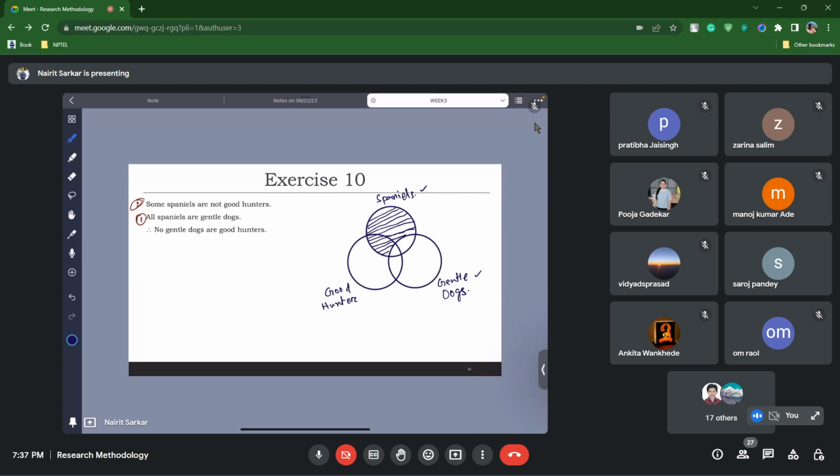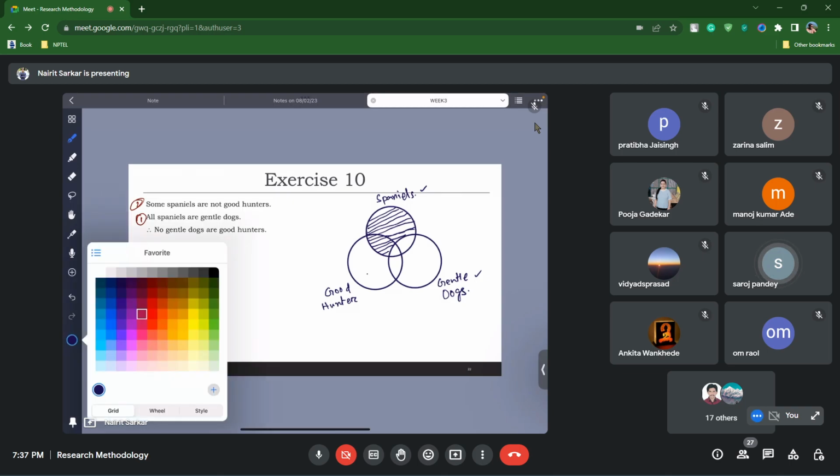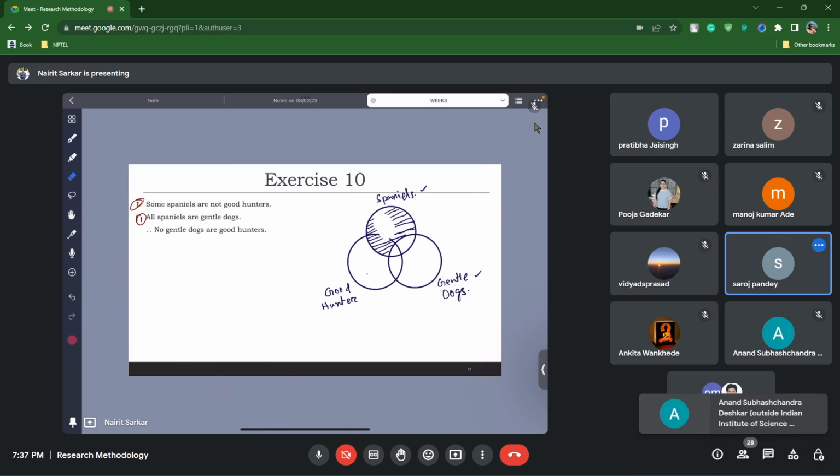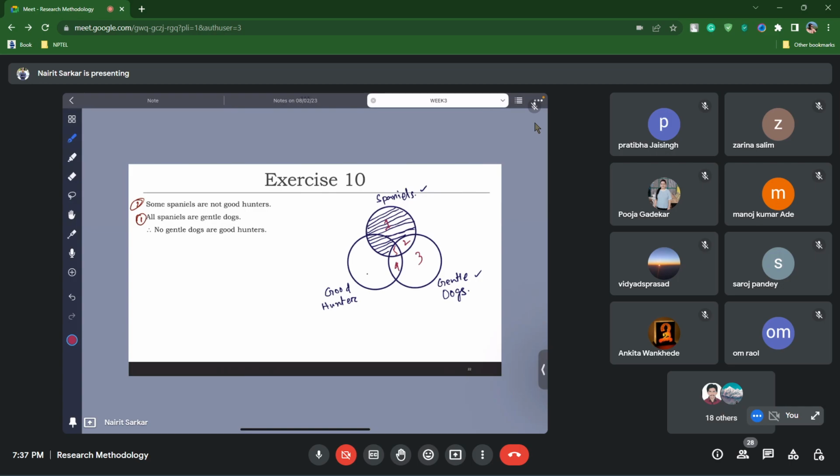Between spaniels and hunters, where should I put x? If I write it in the shaded part itself, there will be no X, I think. So if I write 1, 2, 3, 4, 5, 6, where should it be? 6 or 7? Sir, in 1 and 7. So it should have been in 1 and 7, right?